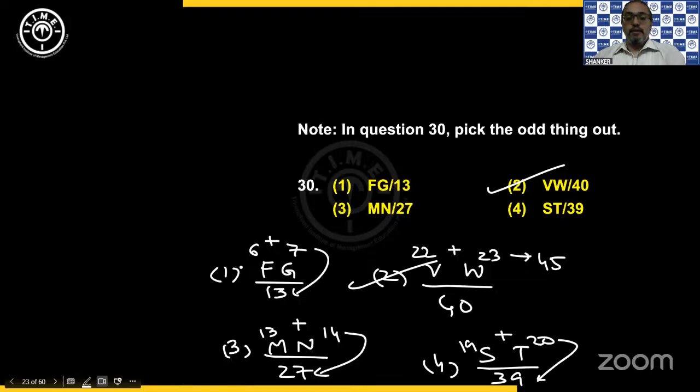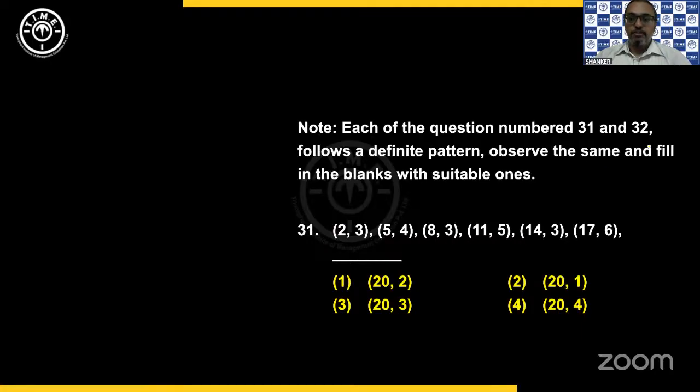Clear? Okay. Then next. Each of the questions numbered 31 and 32 follows a definite pattern. Okay, series. Now, when you observe what is happening in all the options that you have, the first number is 20 only, no? That means I can concentrate on the second number. In all the pairs of numbers, concentrate only on the second number. Options help us analyze and give some hints to approach. You need to take advantage like that.